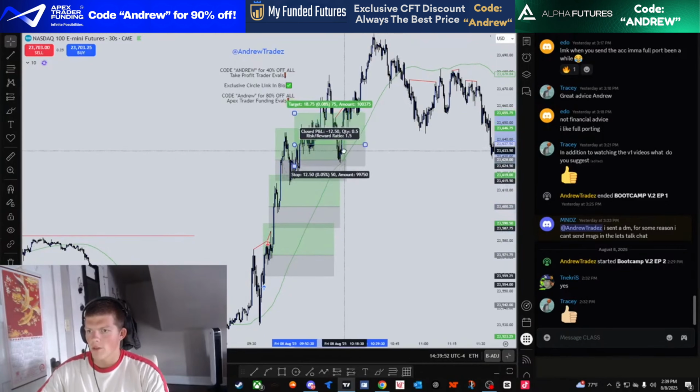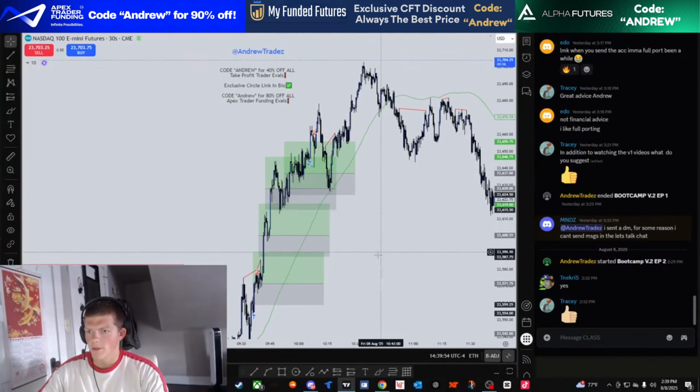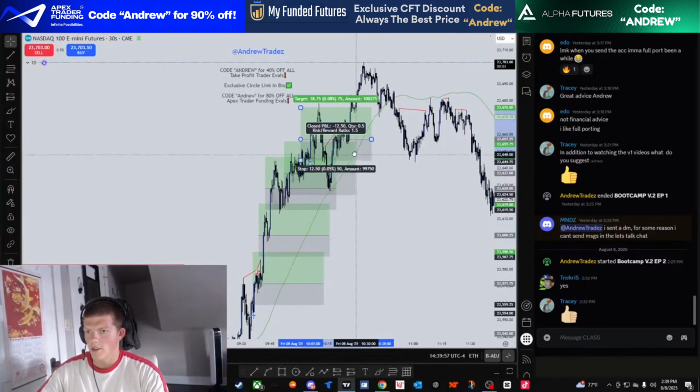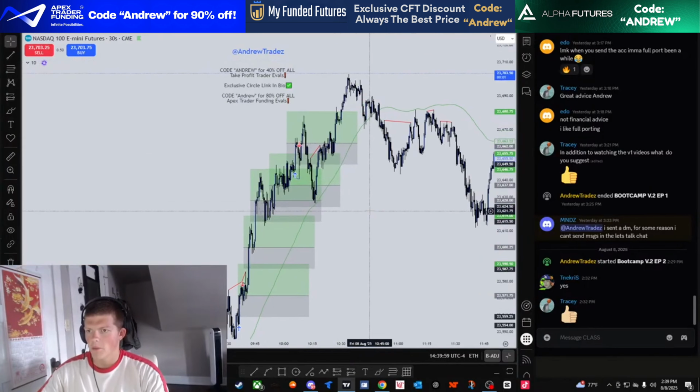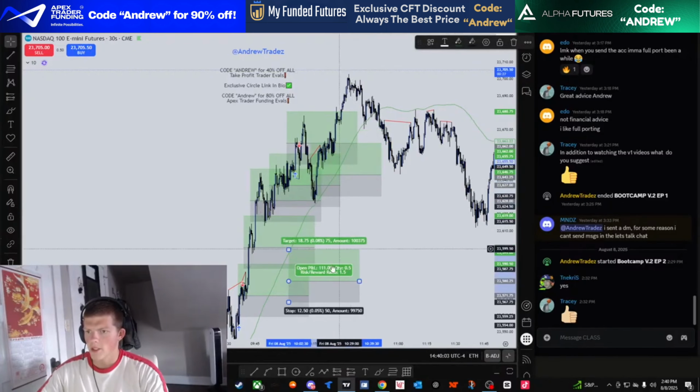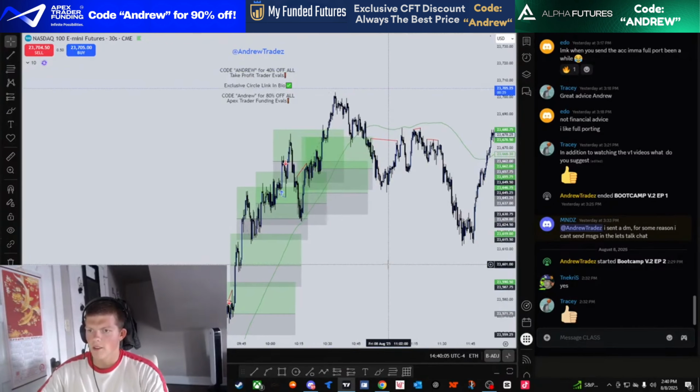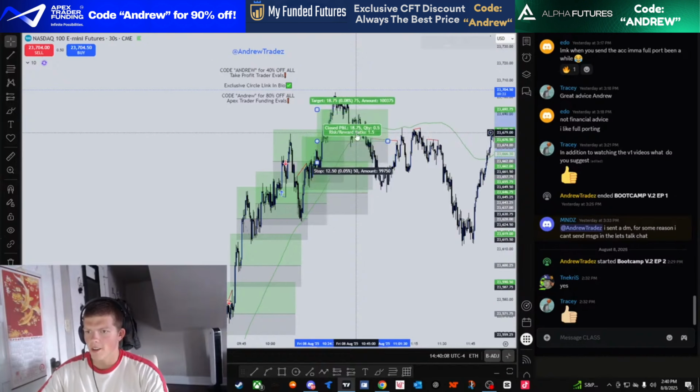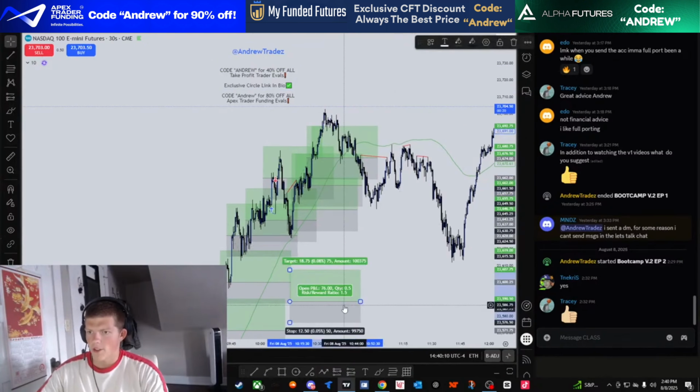You have a trade right here. This one hits TP. You have a trade right here. This one would hit stop loss. You have a trade right here, obvious TP. You have a trade right here. You have a trade right here. And you have a trade right here.